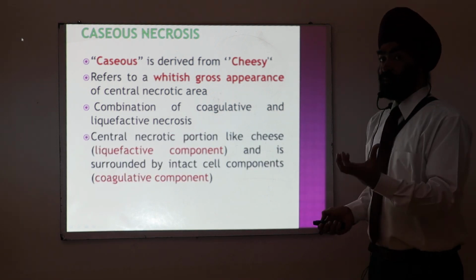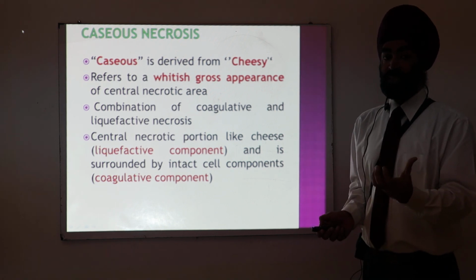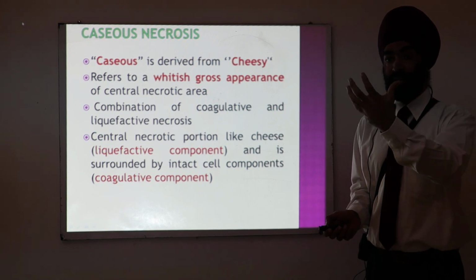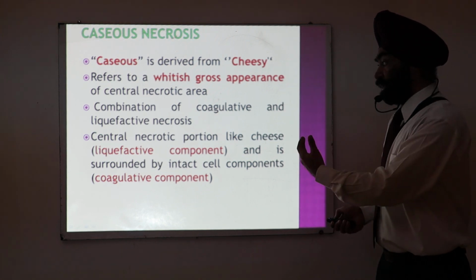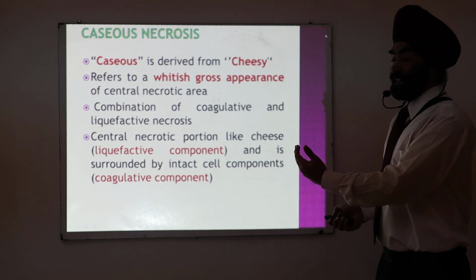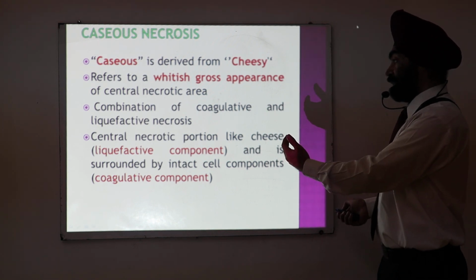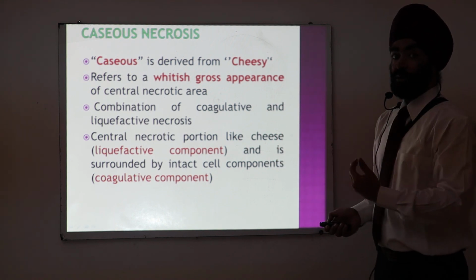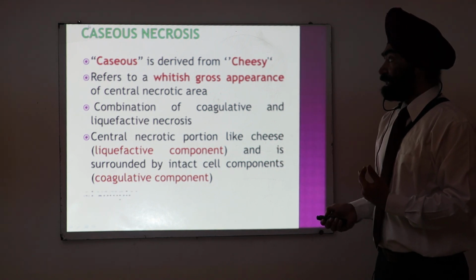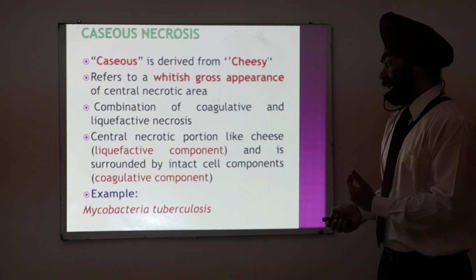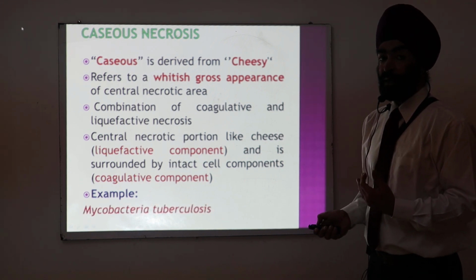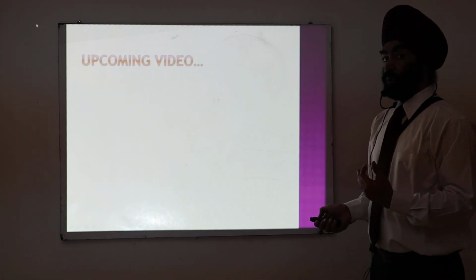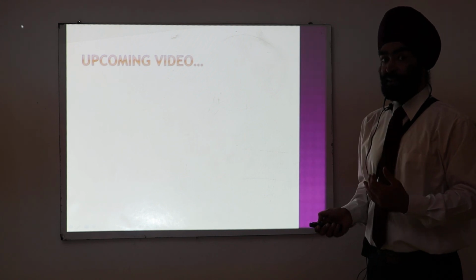That means the central portion where the cheese-like material is there is a feature of liquefactive necrosis, and around that cheesy portion there is an intact cell structure, which is a feature of coagulative necrosis. So the central necrotic portion like cheese is the liquefactive component, and it is surrounded by an intact cell component, the coagulative necrosis. And where does caseous necrosis take place? For example, it happens if there is an infection with Mycobacterium tuberculosis. So this is what I wanted to tell you about the different kinds of cell death.